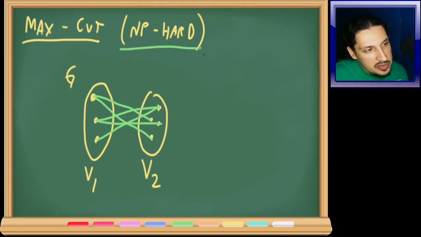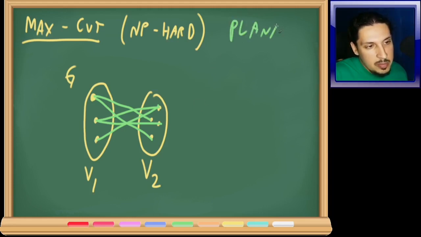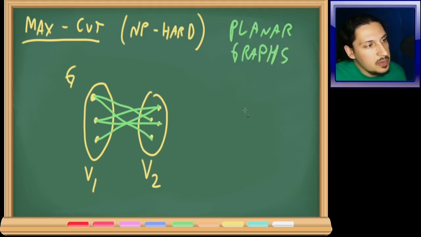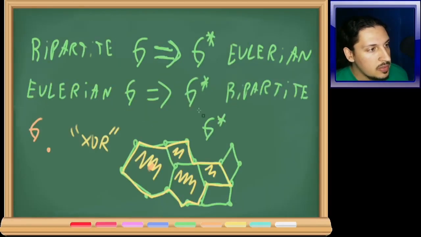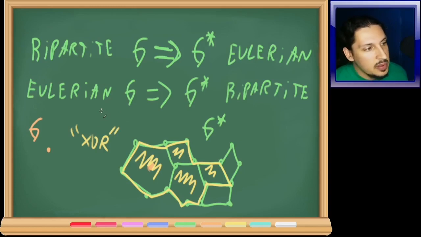And this is NP-hard for a general graph, meaning a lot of things, but we don't expect there to exist a polynomial algorithm for this. But there is one for the case of planar graphs. So let's remember that we're studying planar graphs, and let's see how we can actually solve the max cut problem in polynomial time for planar graphs. And we will use the ideas that we have been developing just a moment ago. We will use this idea of bipartite and Eulerian and how they are related.